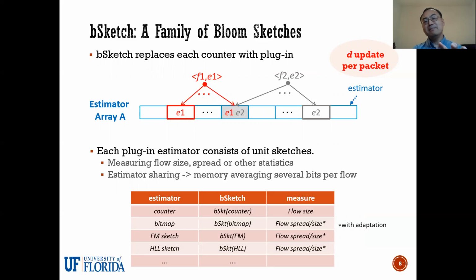But by taking the minimal value of the D estimators for each flow, we can minimize the noise introduced by other flows. In the table below, you can see that if we choose the estimator to be a counter, then that's the counting Bloom filter. It can be used for flow size measurement. In our framework, we refer to it as bSketch counter. And the estimator can be bitmap, FM sketch, or HyperLogLog sketch. And they can be used to measure both flow spread and size.